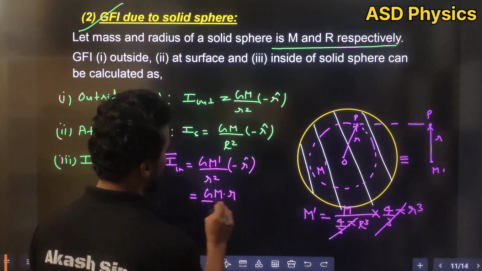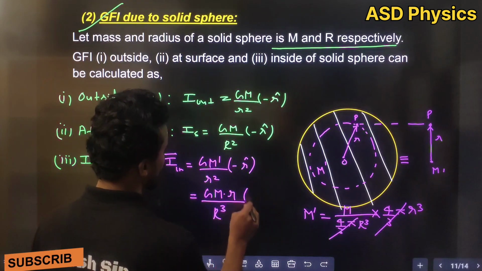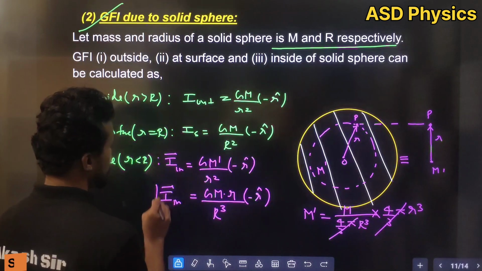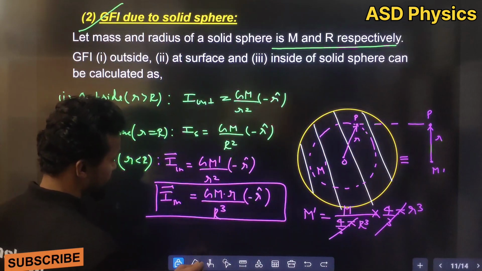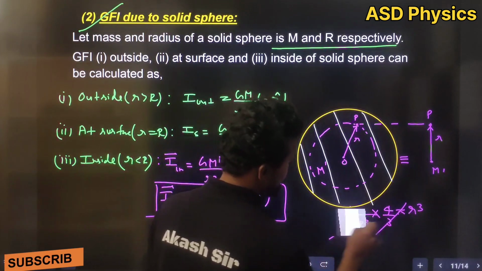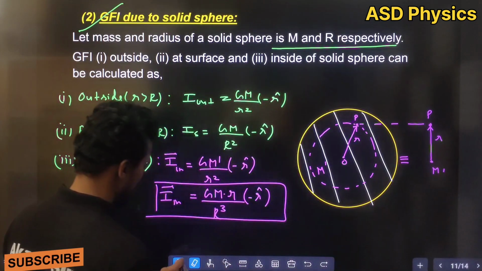Gm into r by, it will come here r cube, and here minus r cap. Now you have to just replace the values here. Now students, after this, if I draw the graph here, just let me write this, and here itself I will draw the graph.